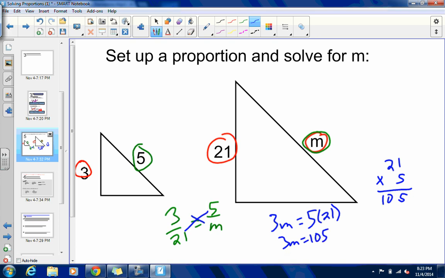Last step would be to divide both sides by 3. And if you divide that out, m is going to be equal to, I believe it's 35. All right, you can check that. So m equals 35. And if you notice, that does kind of make sense. 5 is almost twice as big as 3. Over here, 35 is almost twice as big as 21. Just not quite. So that's setting up a proportion for looking at figures.